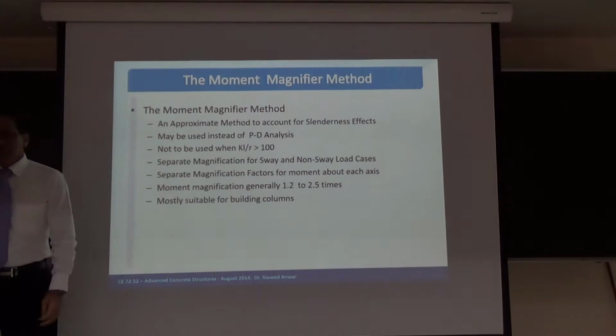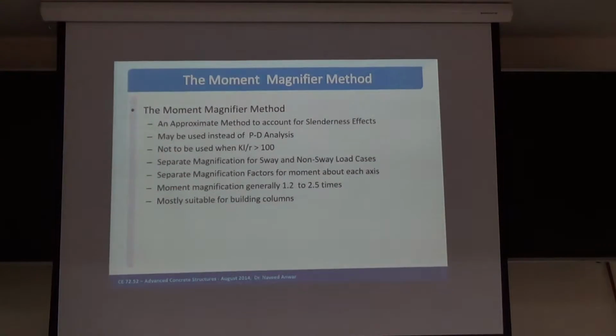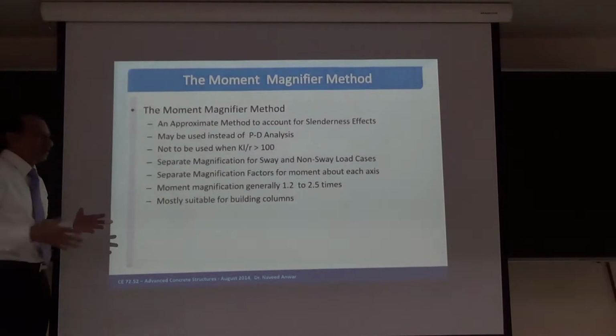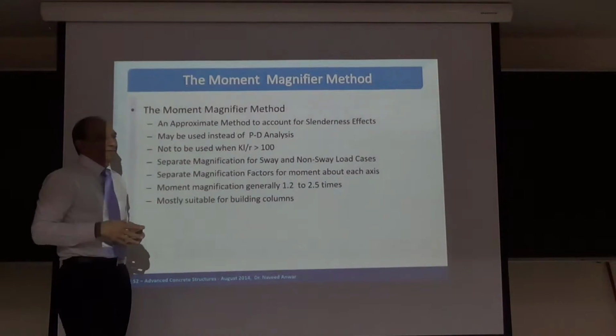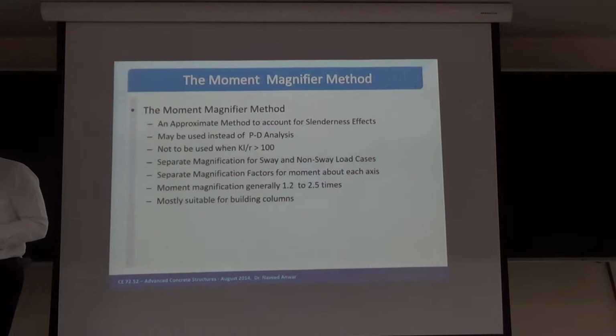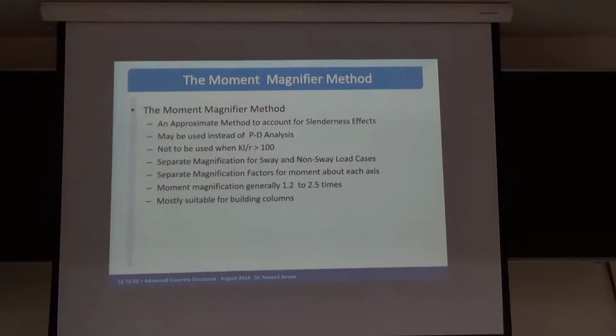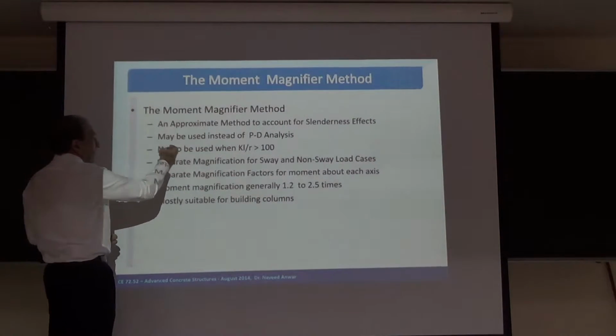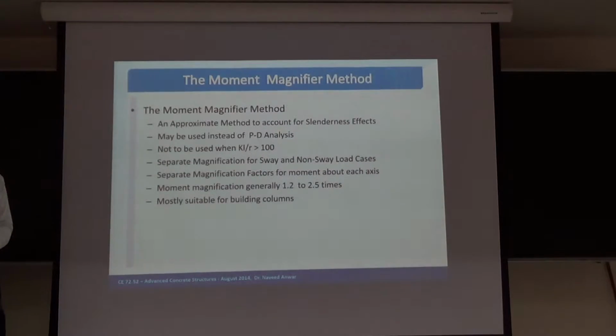So engineers who are lazy, what will they do? They will make the column big enough so KL over r is never more than 100, so they never have to use P delta analysis. That's one way to solve the problem: don't make the column too slender, then you don't have to use the analysis. But sometimes it's not possible. Sometimes the architects and other considerations require very slender columns. So we have to use P delta in many cases.